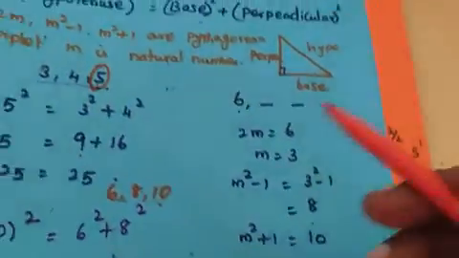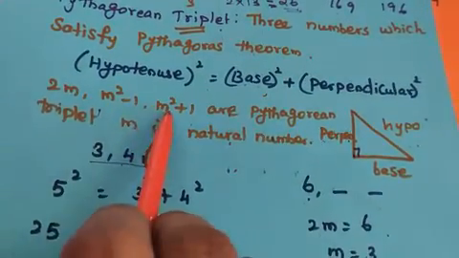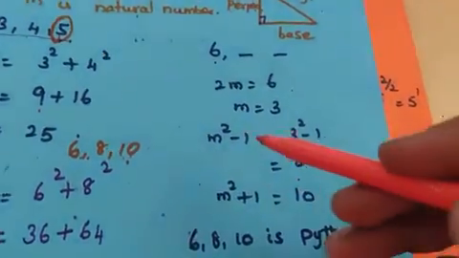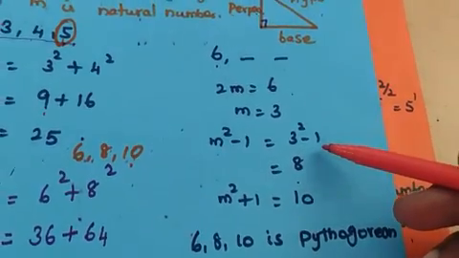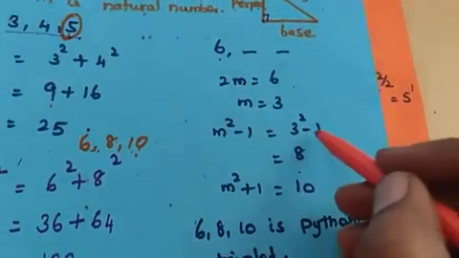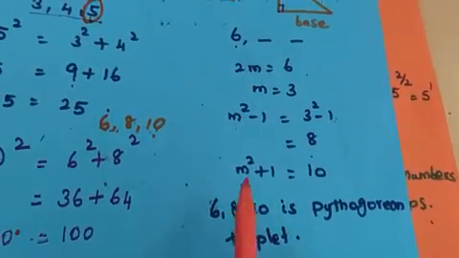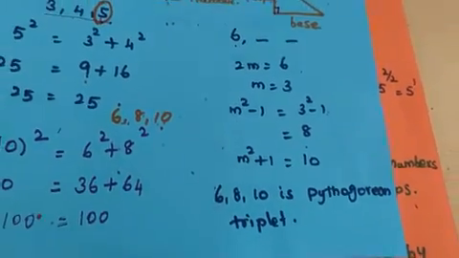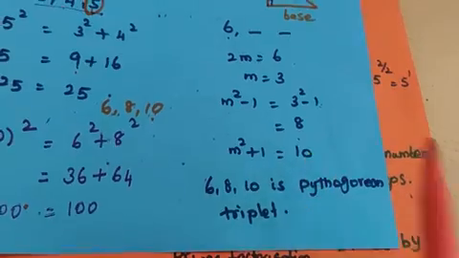Now the next two numbers we have to find out. For that we are using this trick: m squared minus 1 and m squared plus 1. So m squared minus 1 means 3 squared minus 1. 3 squared is 9, 9 minus 1 is 8. Right? Now to find the next number we use the trick m squared plus 1. So m squared is again 9, and 9 plus 1 is 10.